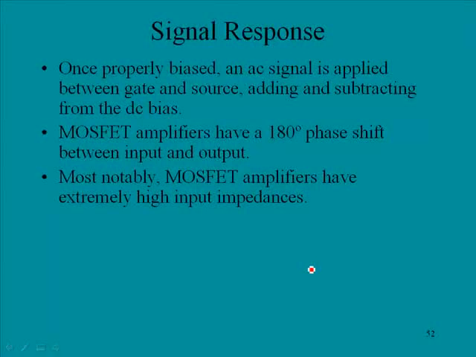Once properly biased, an AC signal is applied between gate and source, adding and subtracting from the DC bias. MOSFET amplifiers have a 180-degree phase shift between input and output. This is just like we did with bipolar. Most notably, MOSFET amplifiers have, notice this, extremely high input impedance. Frequently, this is way into the megohms of impedance. And this is good because remember when we talked about the input impedance, that this allowed the amplifier to capture most of the incoming signal.